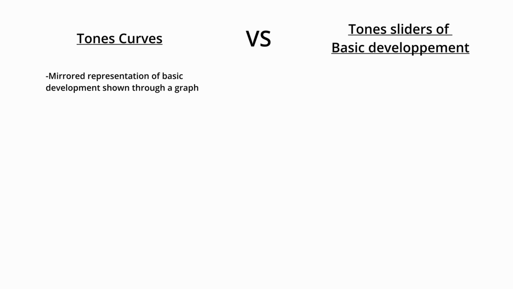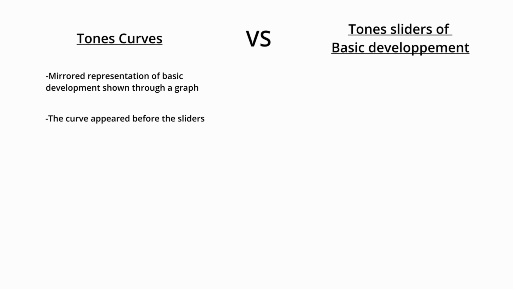In fact, I can touch any tone in much more extreme ways than with the sliders. So, why do we have 2 different tools that accomplish the same thing? The point curve is a mirror representation of basic development, but this is shown through a graph. Firstly, it's essential to understand that the curve appears before the sliders.